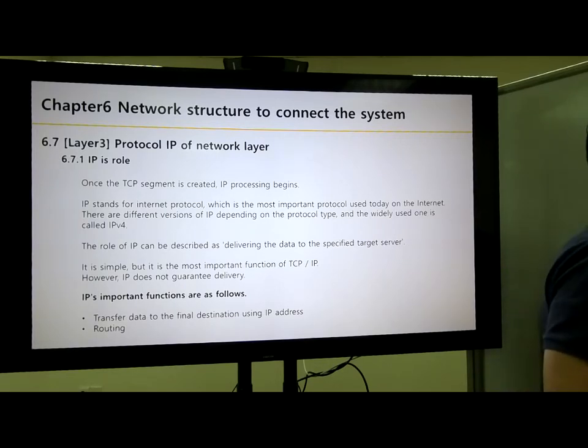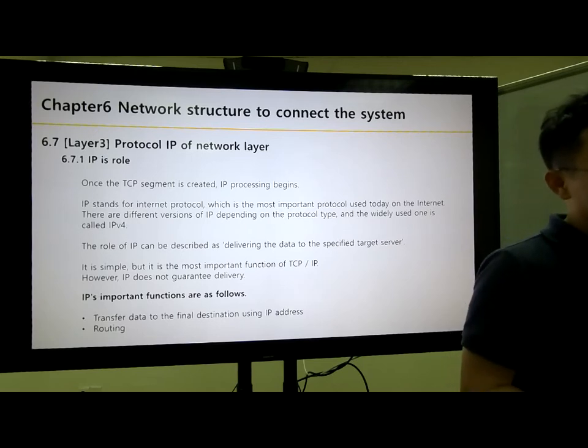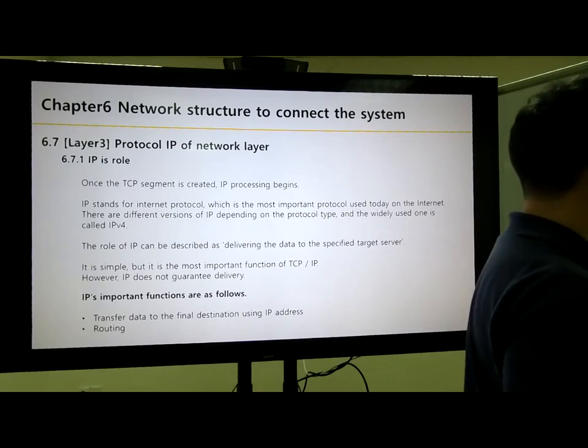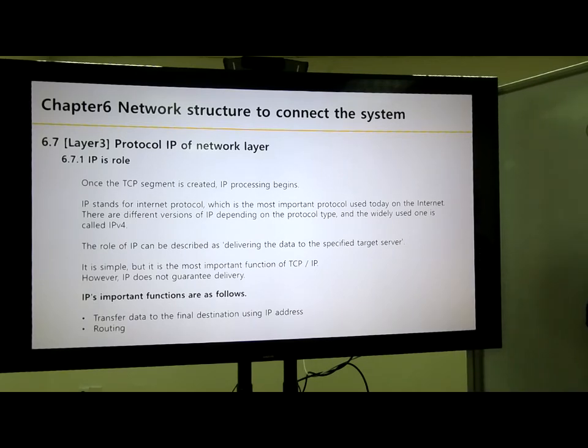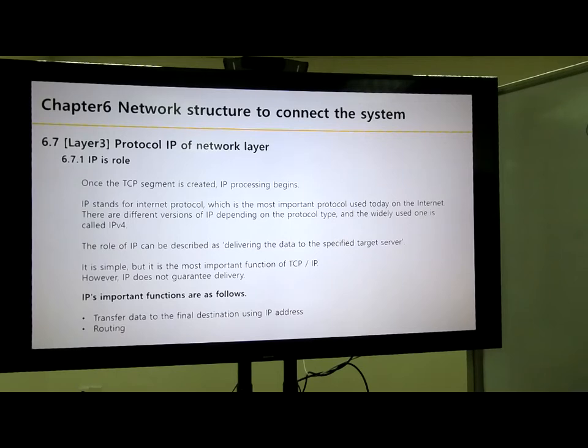So nowadays, step by step, IPv6 is being developed and used. IPv6 is the same idea, but with more bits added. How many bits does IPv6 consist of? Maybe 16? I'm not sure. Hexadecimal, yes, hexadecimal is right.